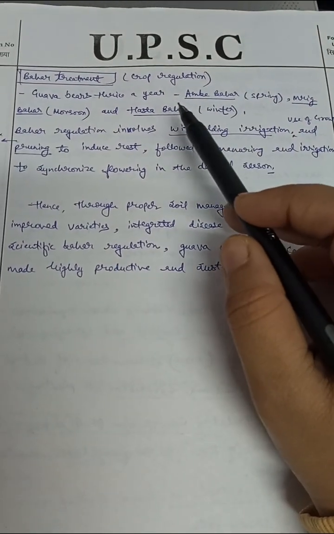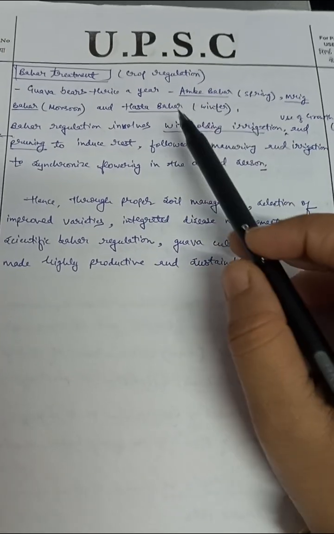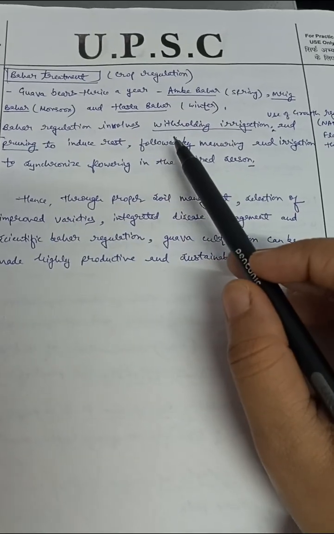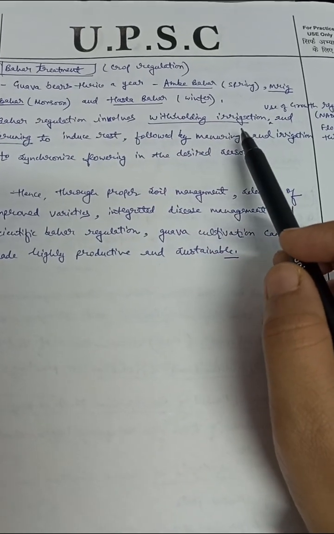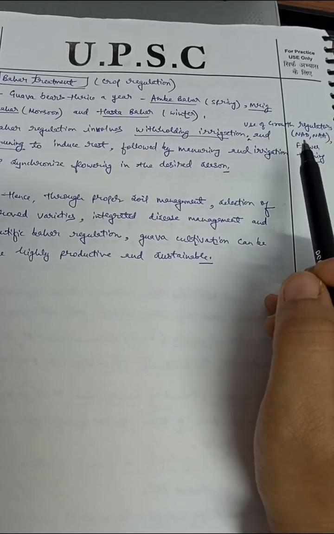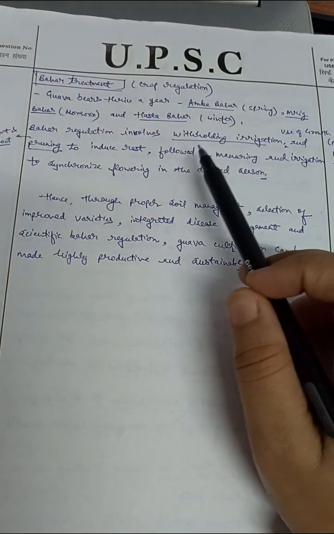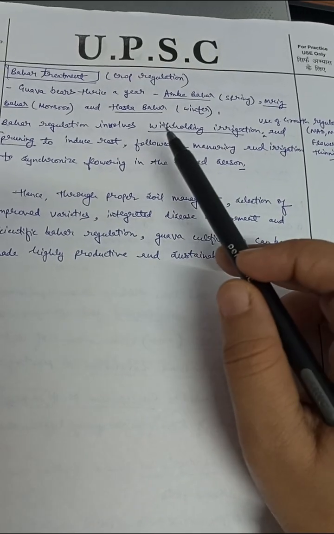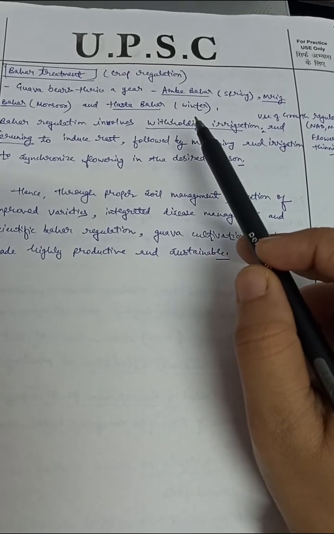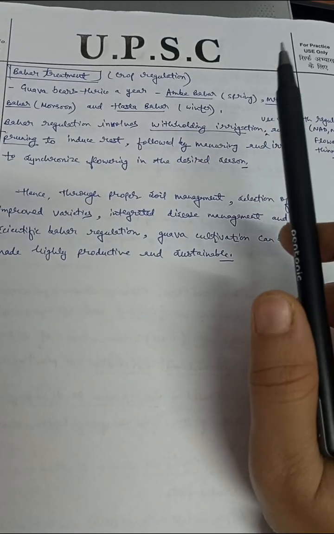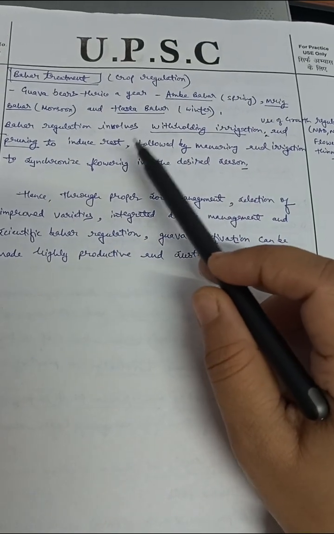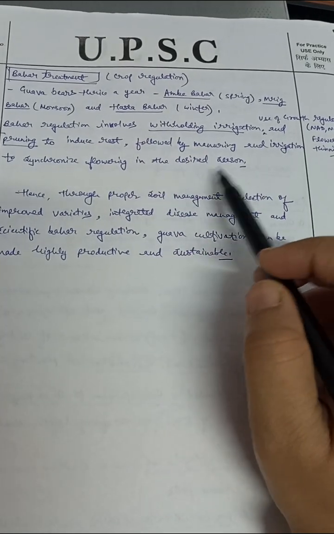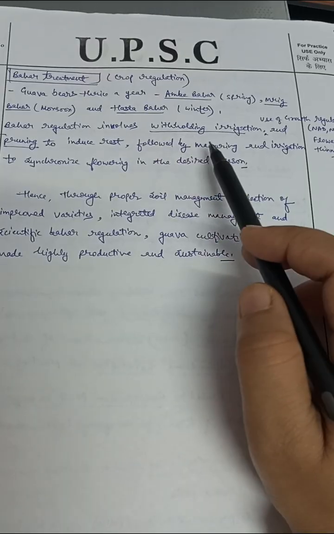So what we will do, we will prevent the other Bahars from growing. To prevent the other Bahars, we do the Bahar treatment. Bahar regulation involves withholding irrigation or use of growth regulators such as NAD, NAA, flower thinning, root and shoot pruning. So these are some of the treatments that prevent the growth of other Bahars to continue the growing of only one Bahar. And then it is followed by manuring and irrigation to synchronize the flowering in the desired season. So these are the Bahar regulation treatments.